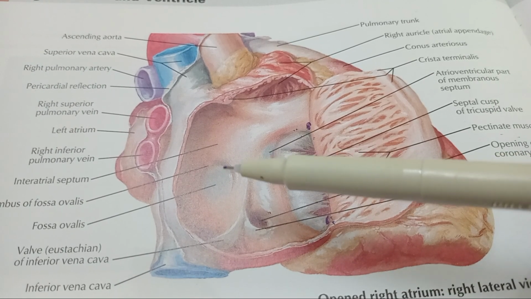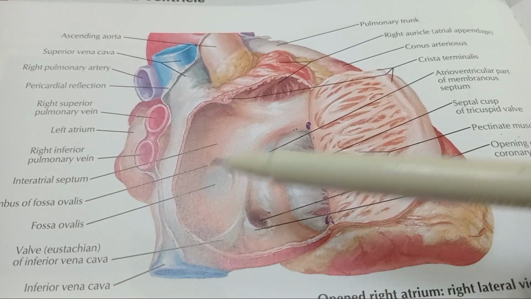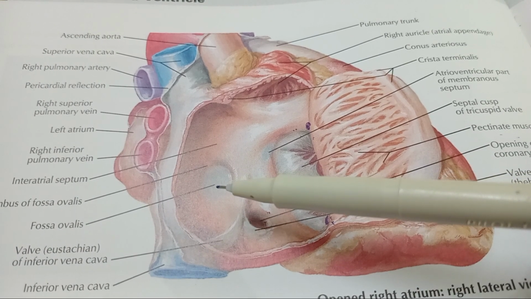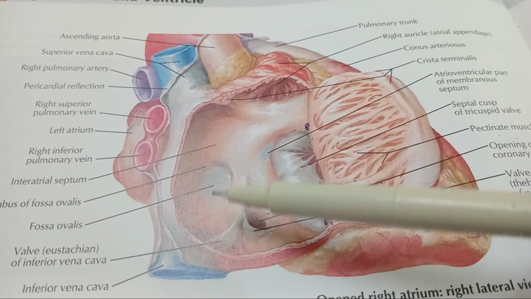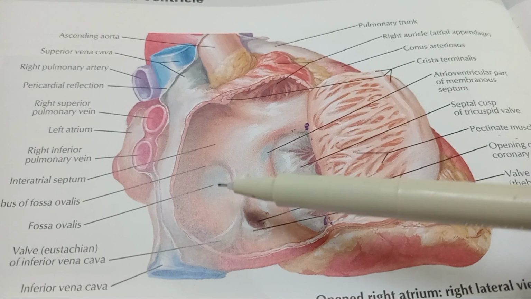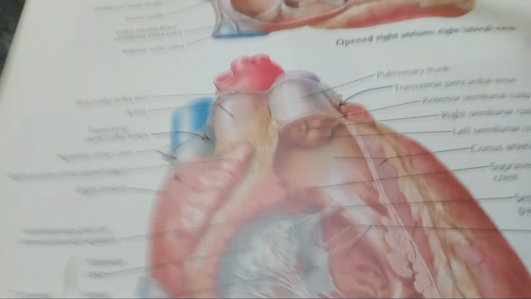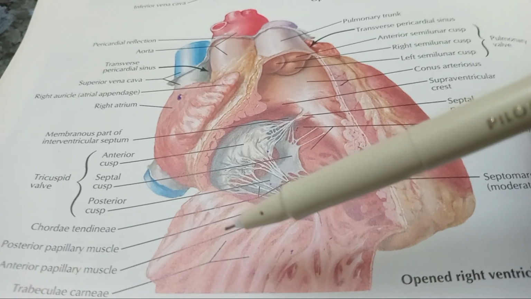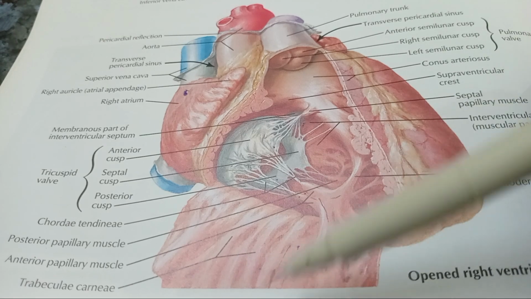Before birth there was an opening in this region called the foramen ovale, which is obliterated after birth, so there remains a depression, that is the fossa ovalis. In the right ventricle, the muscles are stronger than in the right atrium, and here they are called the trabeculae carneae.